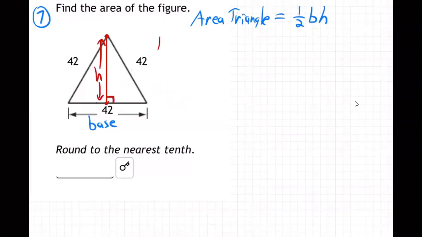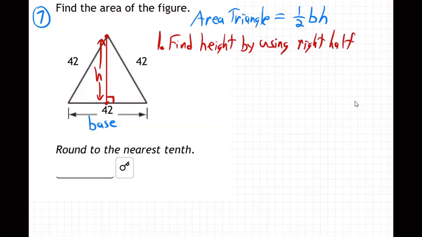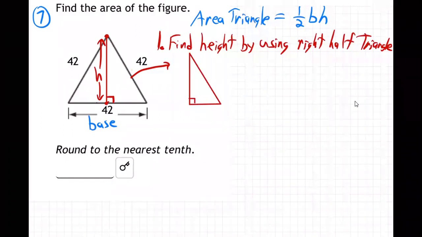So step one, this is going to be a little trick, a couple of steps here. Find the height by using the right half of the triangle. What do I mean? So just use this right here. And this is height, and this is 42.